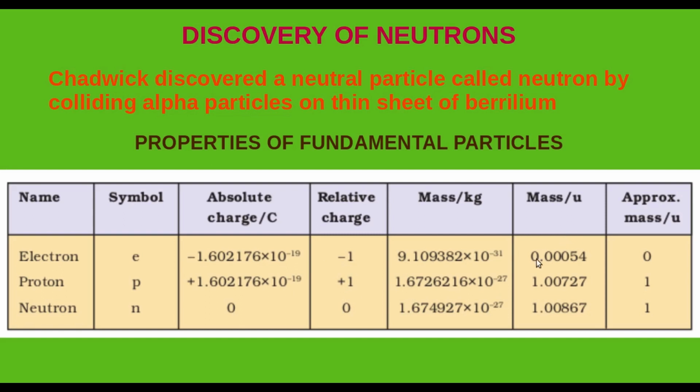And the masses of proton and neutron are almost the same, in the 10 to the power of -27 range, but the mass of the electron is negligibly small. And therefore the approximate mass in unified mass units is 1 for neutron and 1 for proton, but for the electron it is 0. Thank you.